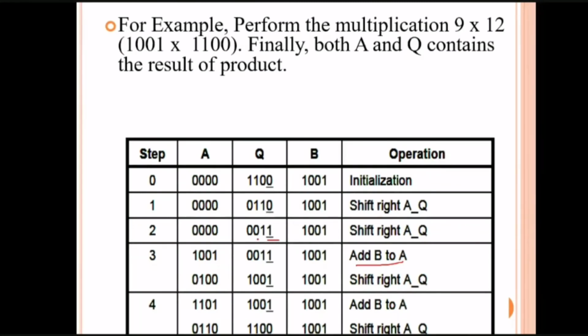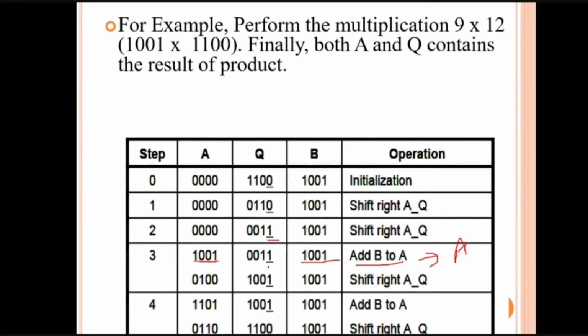Okay. Now you see what is B value? B is what? Multiplicand. Okay. So B value is this. I need to add it with 0. If I add it with 0, what value I'll be getting? 1001 in the place of A. It is given no. Add B to A and the result will be stored in A. Okay. So A is getting 1001 and this is Q. Okay. After adding, what I have to do? The next operation is shift right AQ.